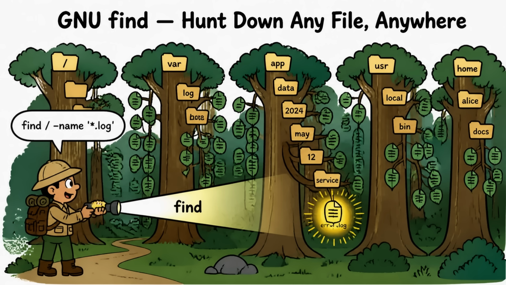GNU Find is your file system detective. Linux systems can have thousands of files scattered across hundreds of directories. When you need to track down a specific file, maybe by name, by type, by size, or by how recently it was modified, Find is the tool for the job. You can search your entire system or just a specific folder and apply filters to narrow down results. For example, find /var/log -name "*.log" finds all log files in the log directory. You can even chain find with other tools like Grep or Xargs to do powerful batch operations on the results.